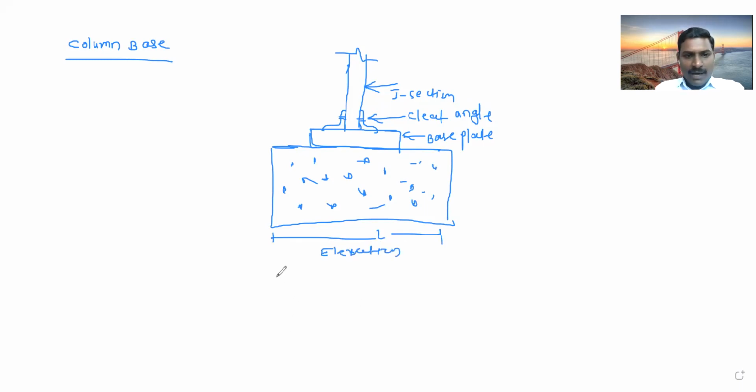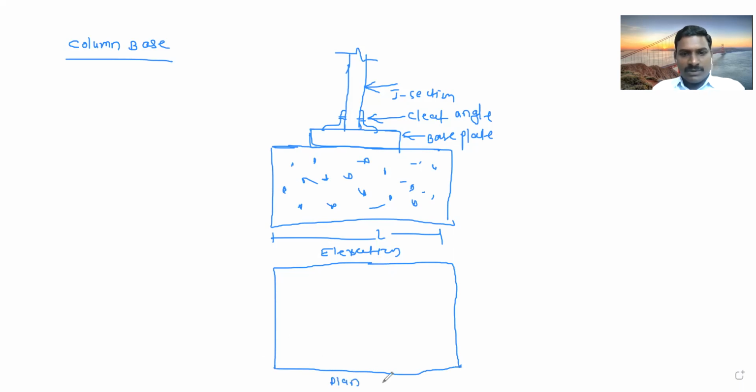If we draw the plan of this, it will look like this. This is the plan. So this is the length and this is the width, capital L and capital W. After this, the plate is there. This plate is the base plate, and this is your concrete pedestal.